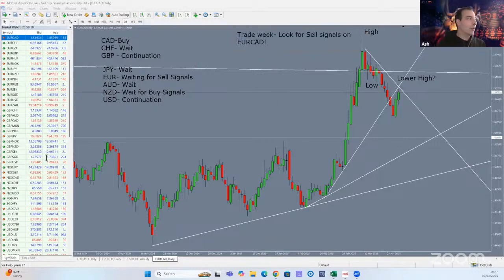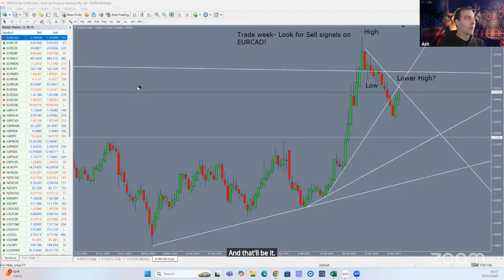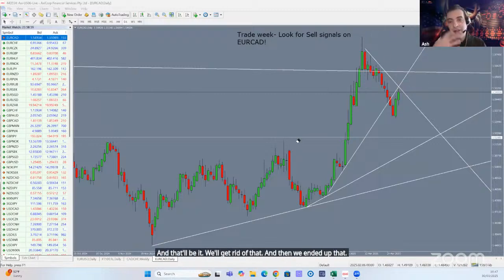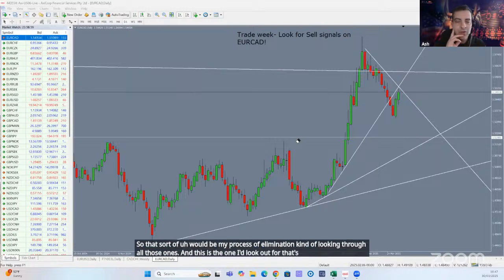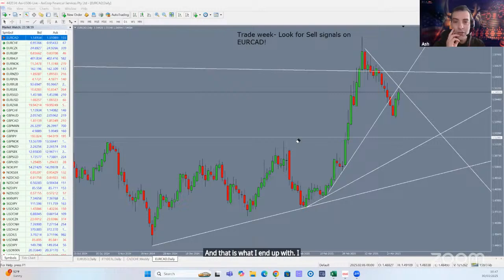And that'll be it. I'll get rid of it. And then we've ended up with that. So that would be my process of elimination, looking through all those ones, and this is the one I'd look out for. That's what I'd end up with. I'm not trying to give you trading advice, I'm just trying to show you my process. And this is what I end up with: look for sell signals on the Euro CAD.